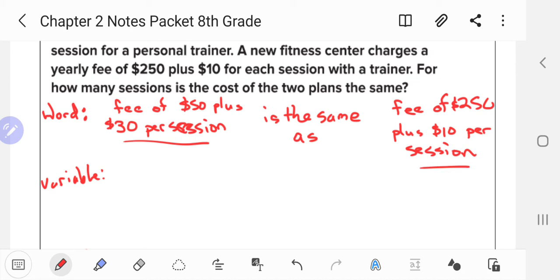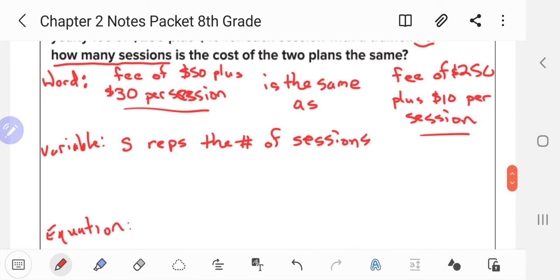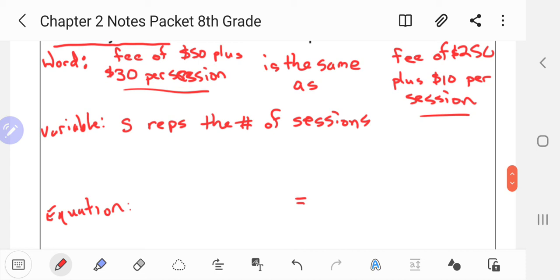All right, what's the variable here? What's the thing that can change for each of them? Well, we see in the question it says for how many sessions, right? So let's go with S represents the number of sessions. And now it's time for our equation. All right, well, we know that is the same as is equals. Now, for the first, Green's gym, it has a fee of $50 plus $30 per session.